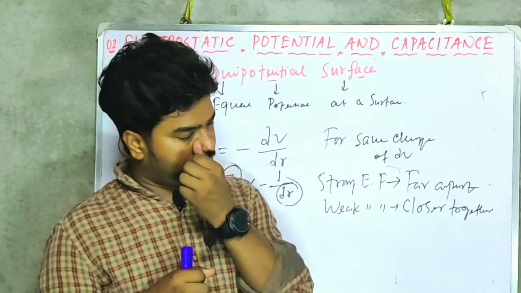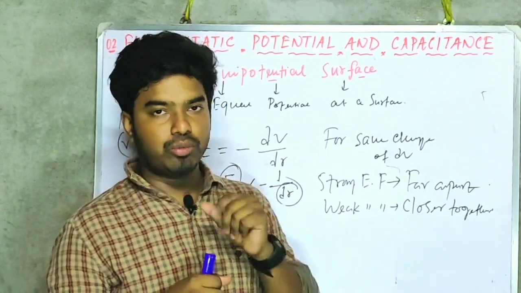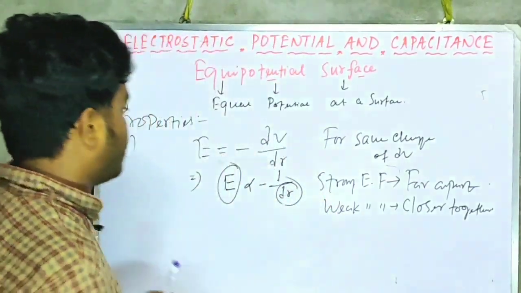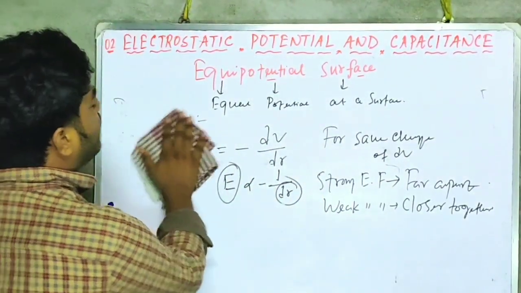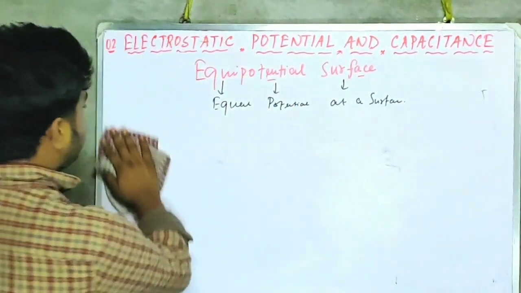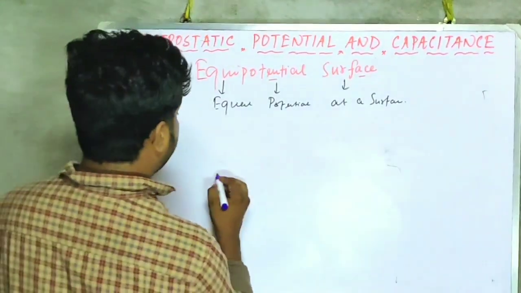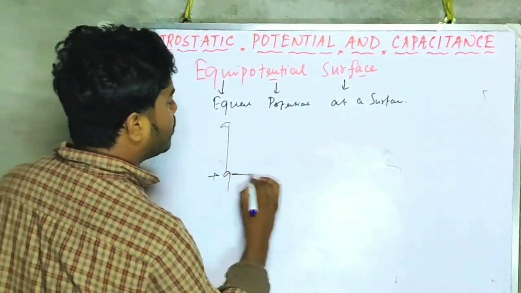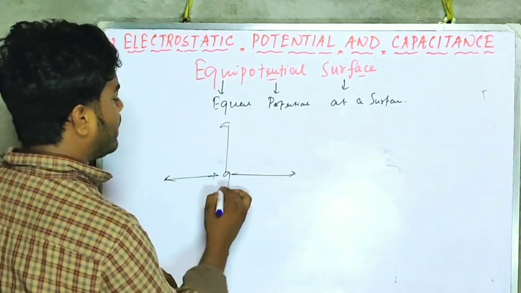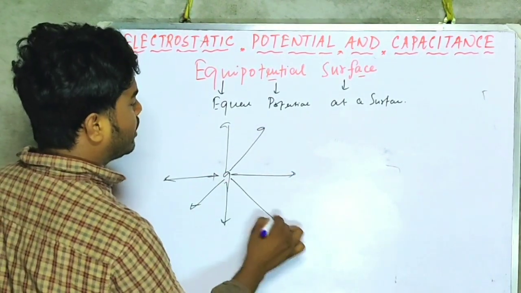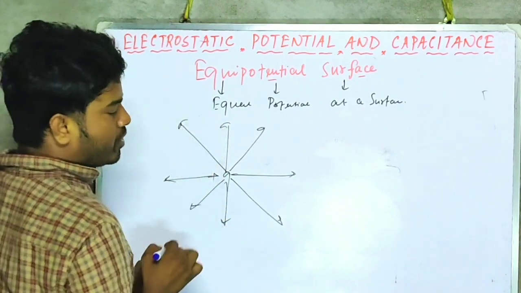Now you have to learn to draw diagrams. Suppose there is a unit positive charge and you have to draw the equipotential surface for it. What will be the equipotential surface? At first you draw the electric field lines for the unit positive charge plus Q, and you know for a positive charge the electric field line is directed outward. Clear? So this is the direction of electric field line for a positive charge.